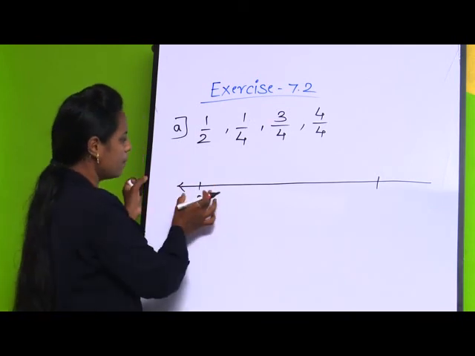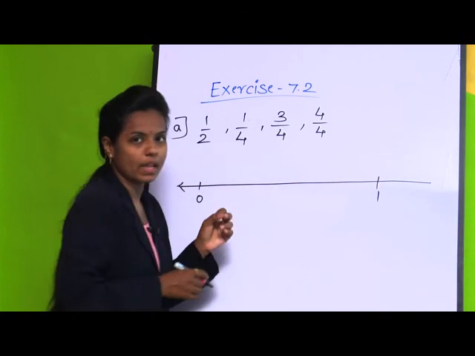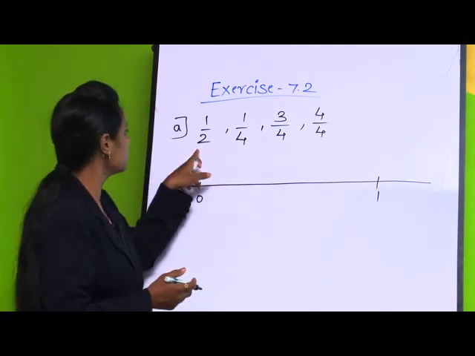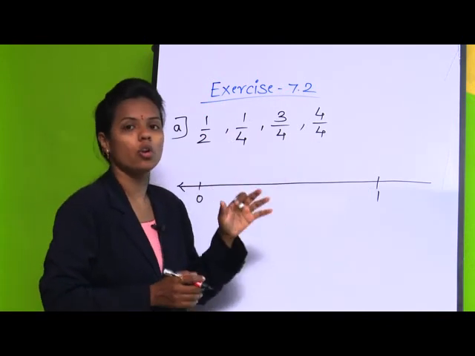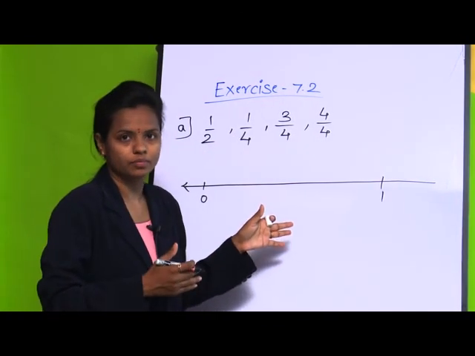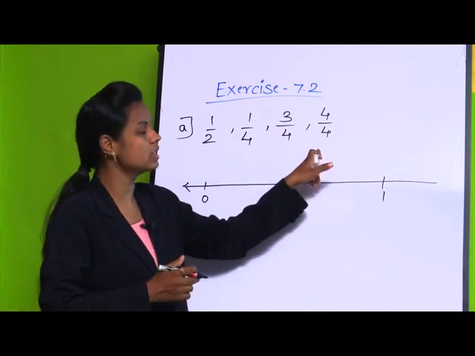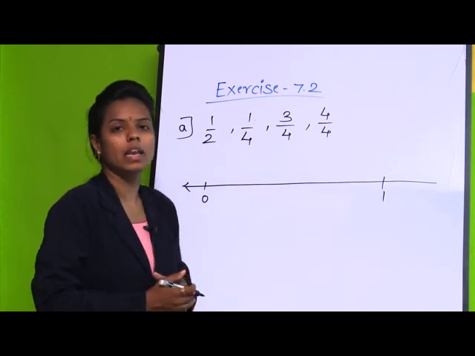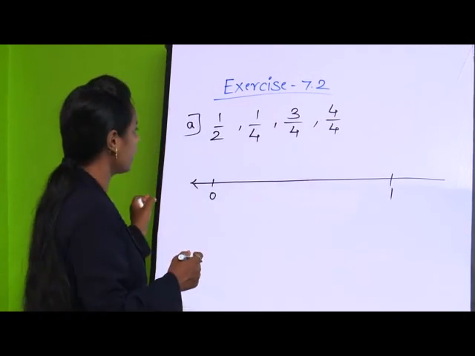For example, this is the number line and we have here 0 and here we have 1, and the fractions that are less than 1. Now you can see this 1 by 2, 1 by 4, 3 by 4 and 4 by 4. All these are less than 1. So these fractions lie on the left side of the 1. So we will see how we can write it.